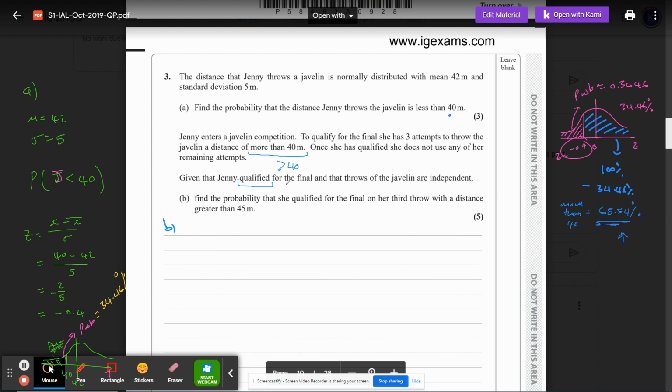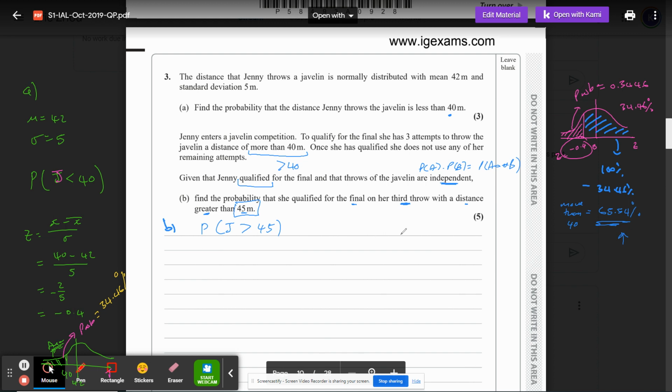Given that Jenny qualified for the final, and that the throws of the javelin are independent, which means the probability of A times the probability of B is the probability of A and B occurring at the same time. Find the probability that she qualified for the final on her 3rd throw with a distance greater than 45 meters. So we actually want to find the probability that j is greater than 45, but that's on one throw.